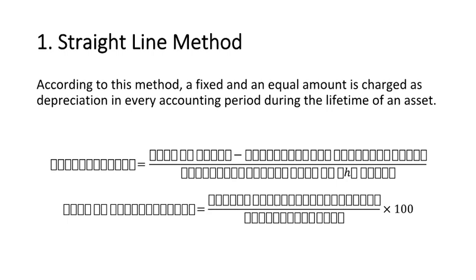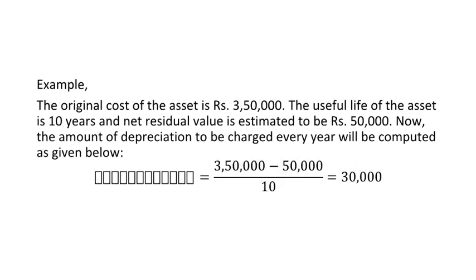The rate of depreciation is calculated as the annual depreciation amount divided by the acquisition cost, multiplied by 100. Let's look at an example. If the original cost of an asset is 3,50,000 rupees, its useful life is 10 years, and the net residual value is estimated to be 50,000 rupees, the annual depreciation would be calculated as 3,50,000 rupees minus 50,000 rupees divided by 10, which equals 30,000 rupees per year.